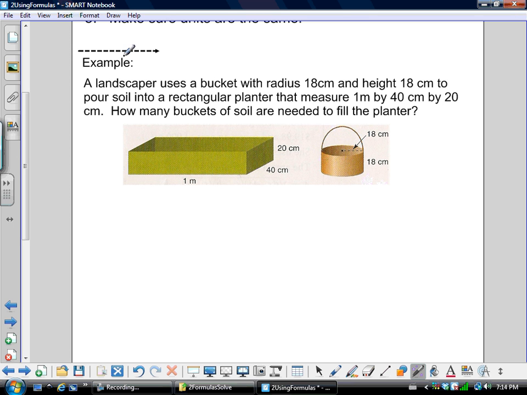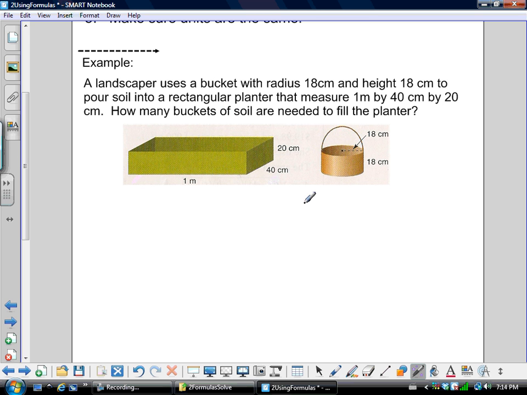The question says, a landscaper uses a bucket, okay, so that's probably the bucket, with radius 18 centimeters and a height of 18 centimeters to pour soil into a rectangular planter that measures 1 meter by 40 centimeters by 20 centimeters. Okay, so that's what my two pictures are. How many buckets of soil are needed to fill the planter?